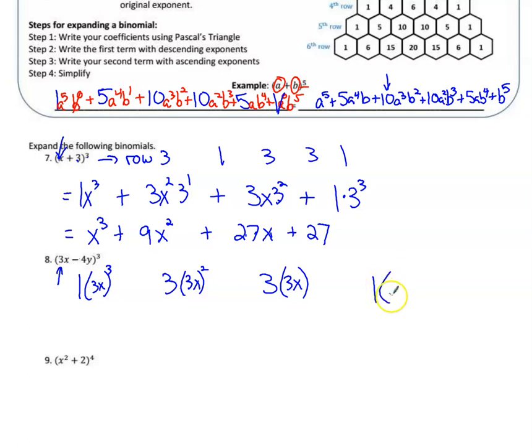So this one's going to have a negative 4y to the third power. This one I have a negative 4y to the second power, a negative 4y to the first power, and then we don't have to put a negative 4y to the 0 power, or you don't even have to write it. So let's just put pluses between all these, and now let's clean it up.